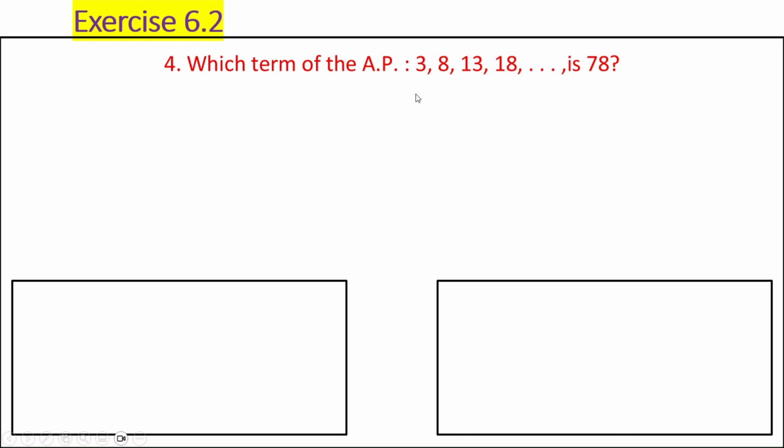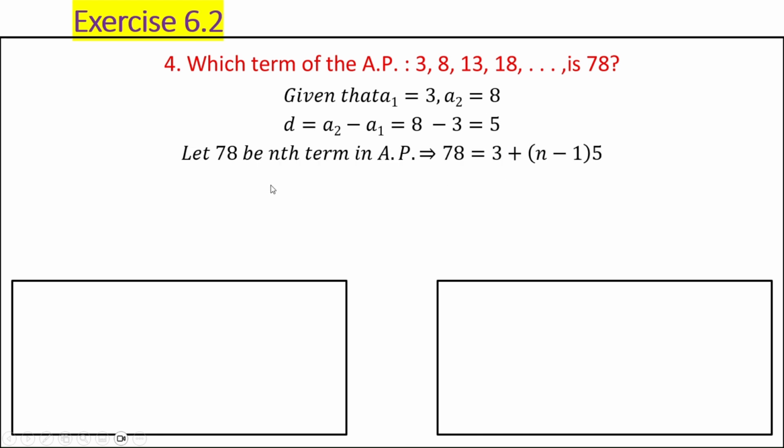Which term of the AP 3, 8, 13, 18, and so on is 78? We need to find that. Given that A1 equal to 3, A2 equal to 8, so D is equal to 5, right? 8 minus 3 is 5. So 78 equal to 3 plus (n minus 1) into 5. If you simplify, what you will get is n equal to 16. So the 16th term is 78.